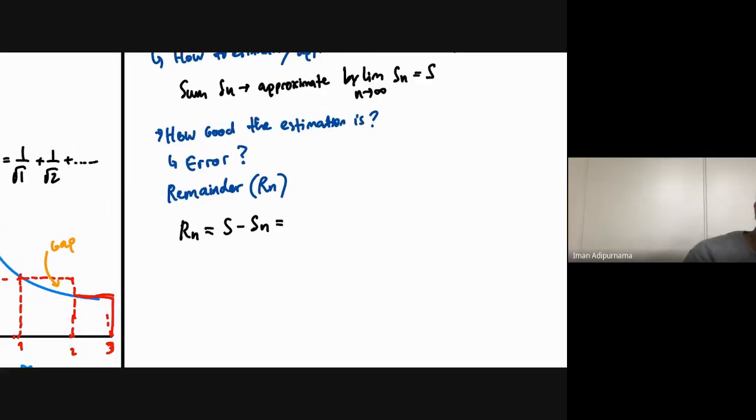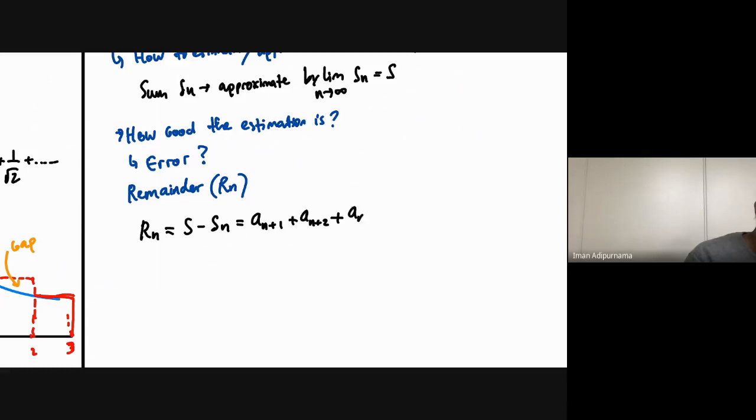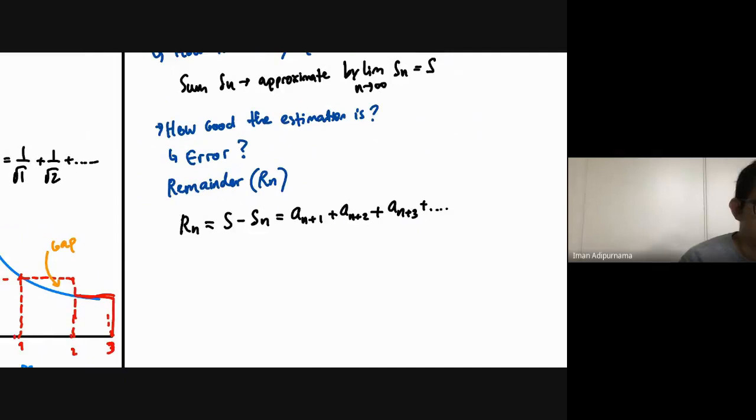And we can expand this to become the sequence. So this is the error when Sn is used as an approximation to the total sum.